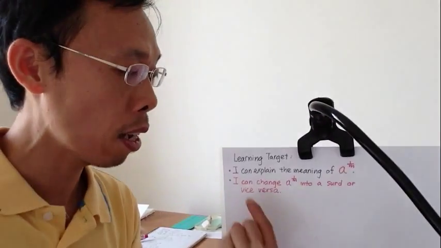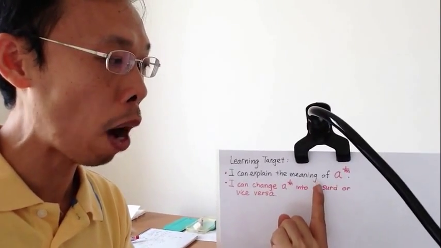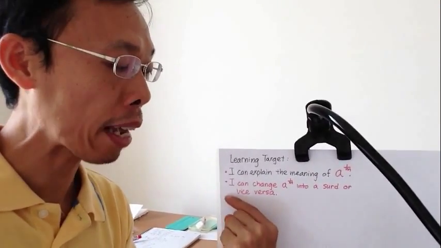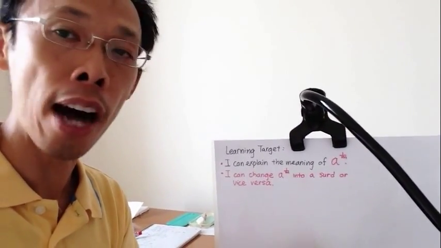And in these lessons, our learning target is this. I can explain the meaning of a to the power of 1 over m, and I can change a to the power of 1 over m into a surd or vice versa.